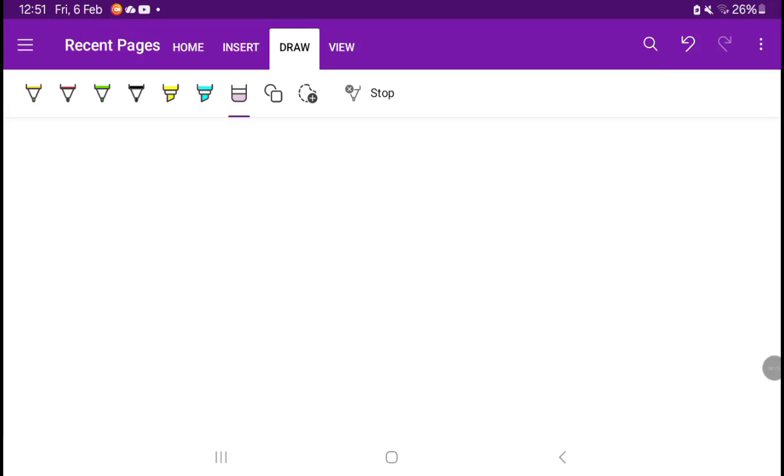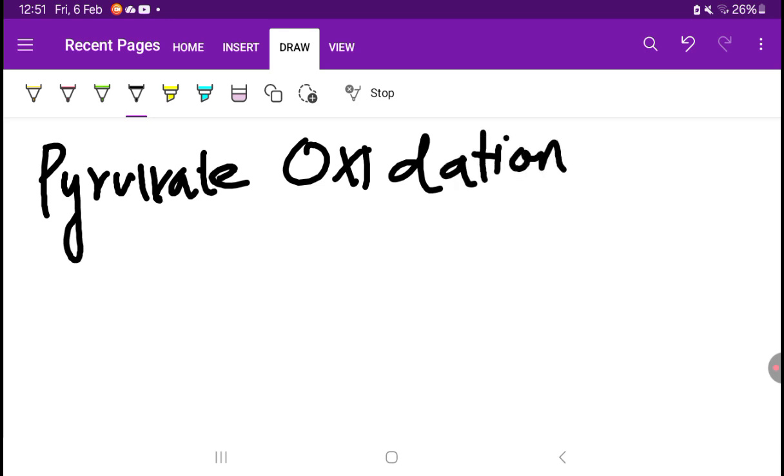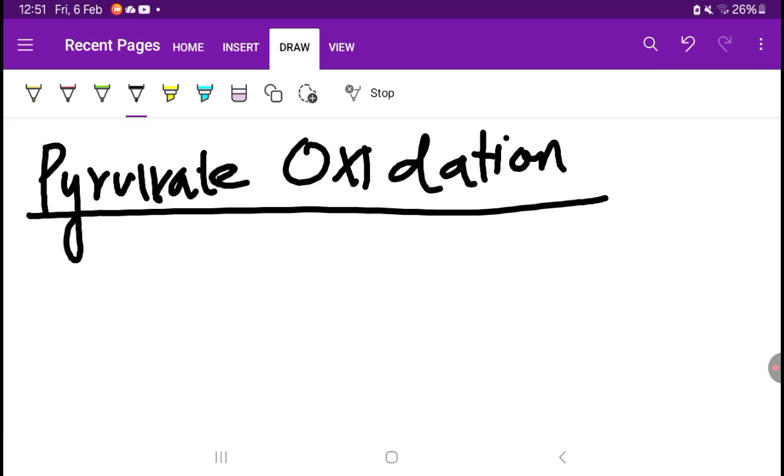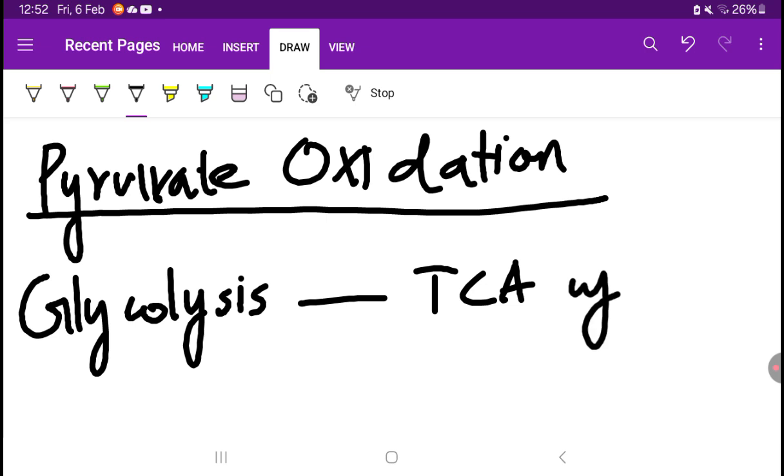Hello, today we are going to learn about pyruvate oxidation. So what is this process? This is a process which links glycolysis and the citric TCA cycle, or citric acid cycle. Okay.